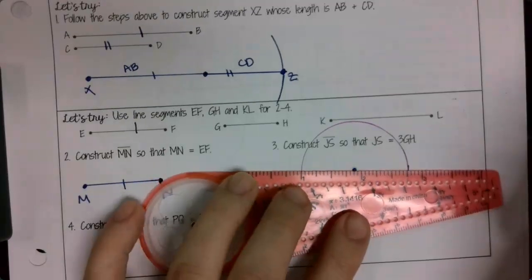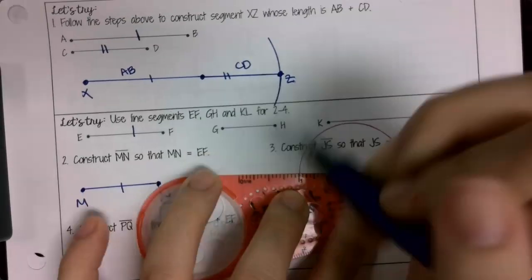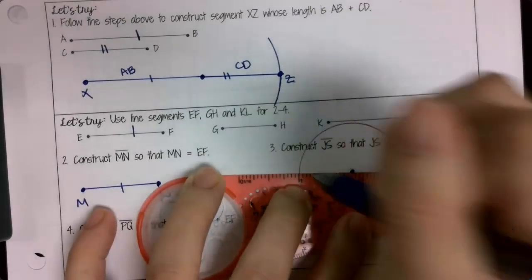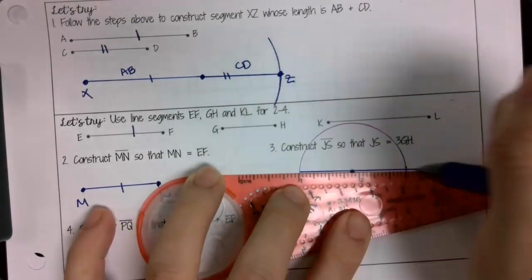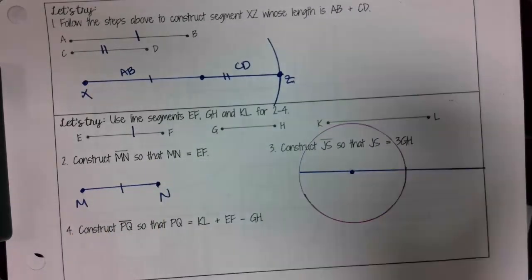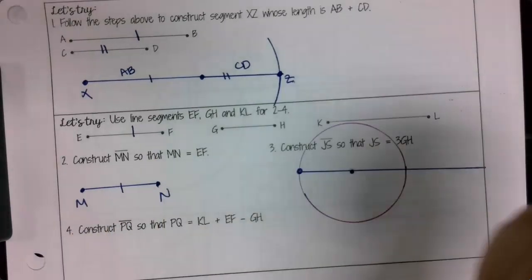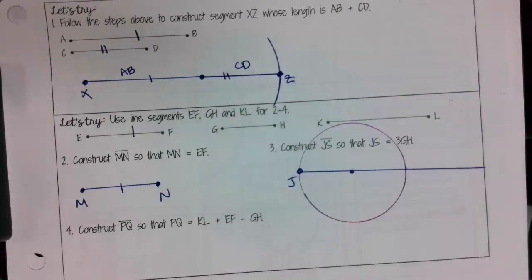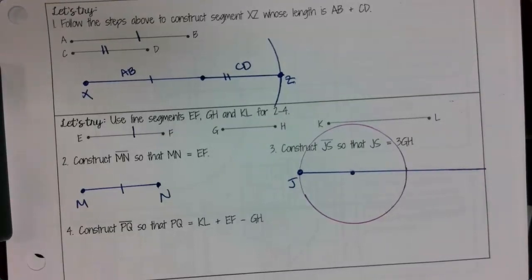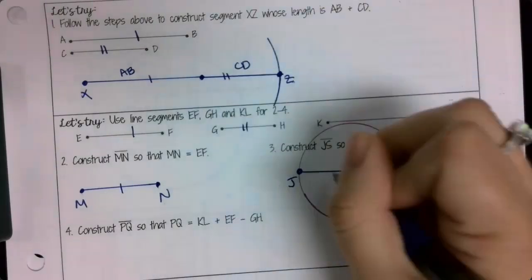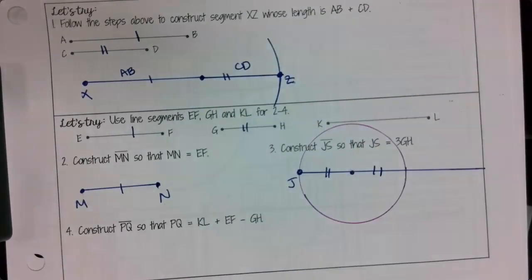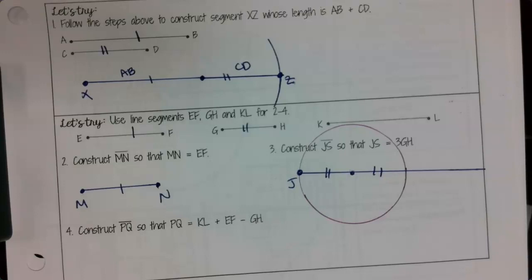Then I just want to draw a line across. I'm going to make this longer on one side because I need it to be 3 times as long, and right now it's 2 times as long. So this point on the edge on my left, I'm going to name J. So far, I have 2 parts. I need it 3 times as long.